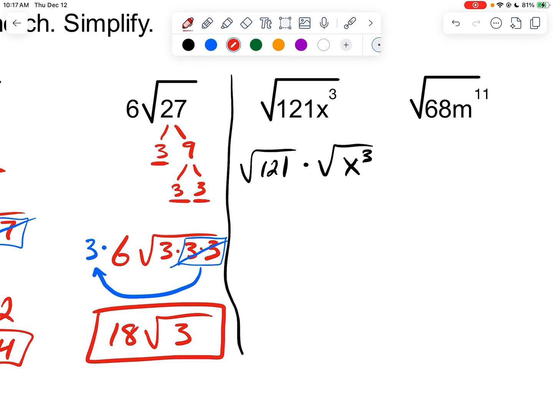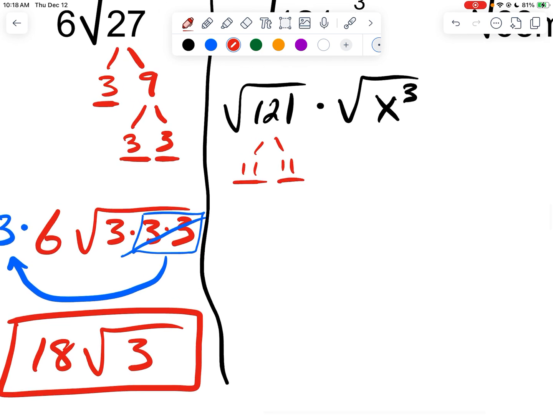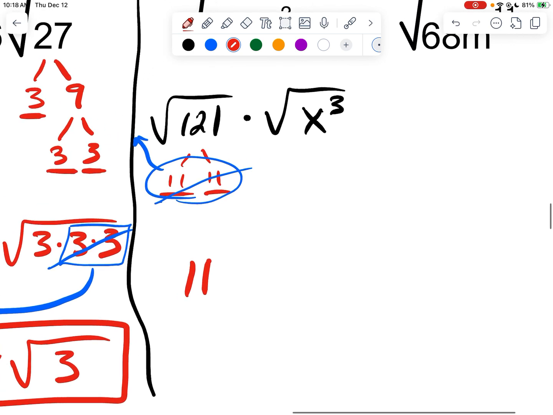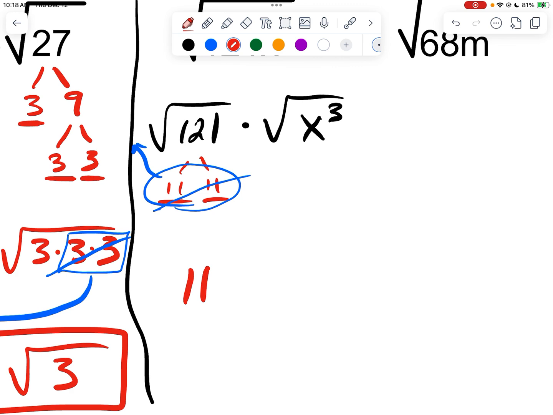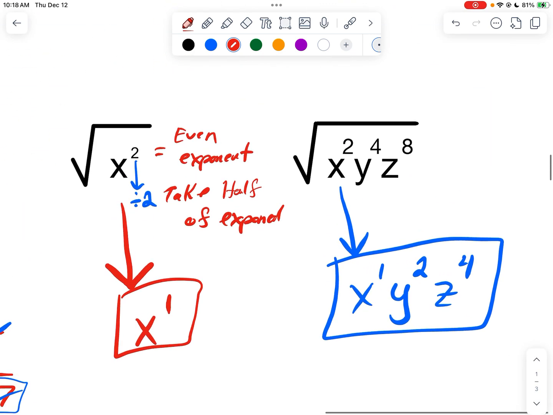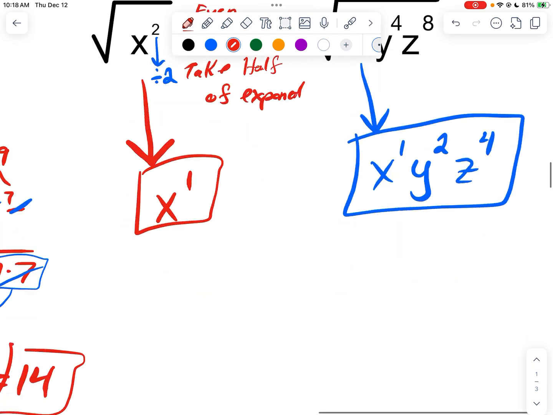Now, if I was on the number here, the square root of 121, the only numbers that multiply together to give me 121 are both 11, okay, which both those are prime, which means we have a pair of numbers that we can move to the outside, okay? So if I move those numbers to the outside, I would just end up with 11, okay? Now, when it came to x to the power of 3, typically, like we said in the last one, when the exponents are even, basically, we can just take half of the exponent and then everything else goes away.